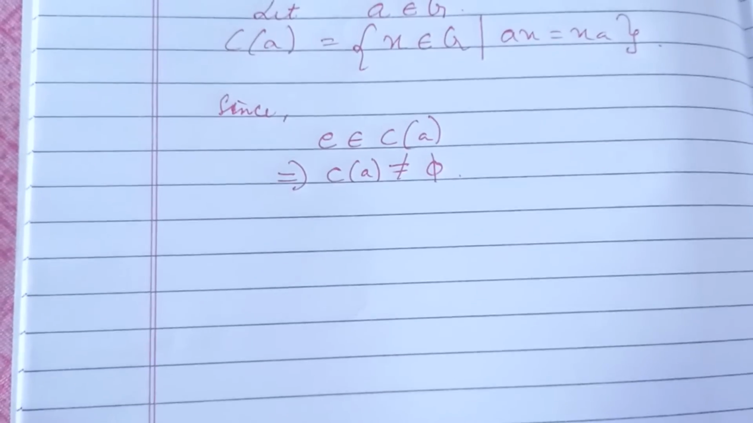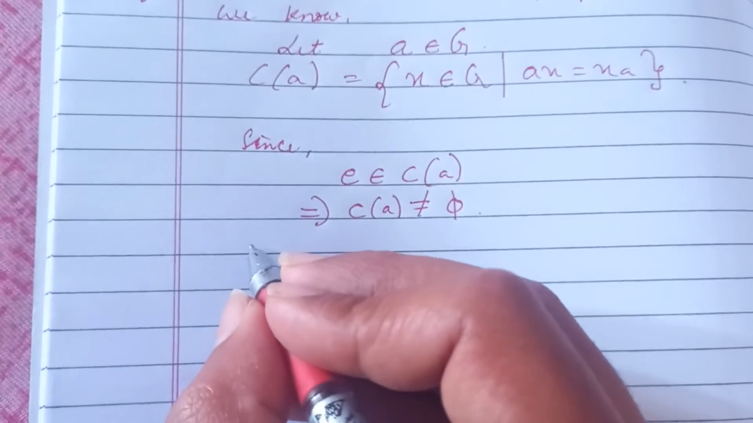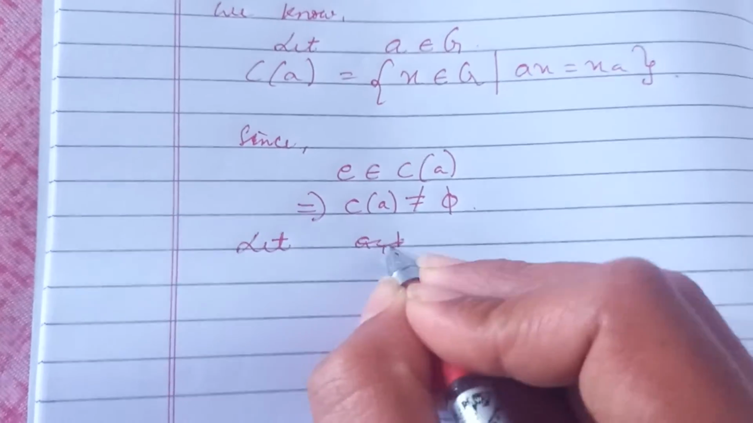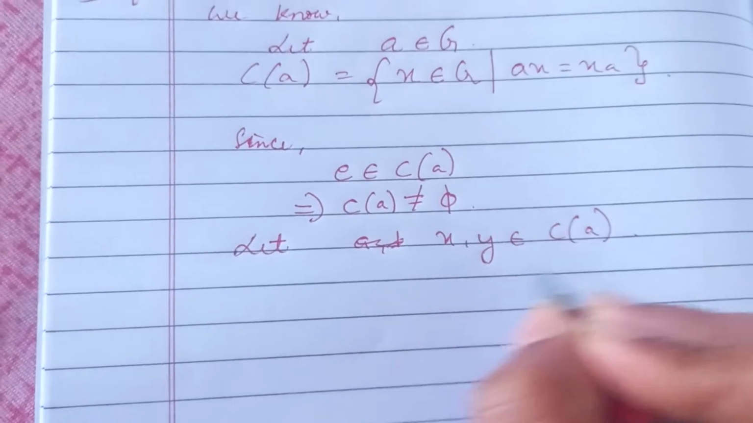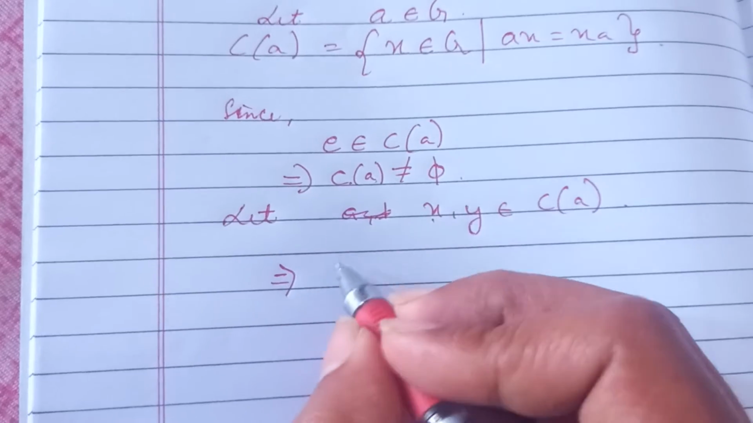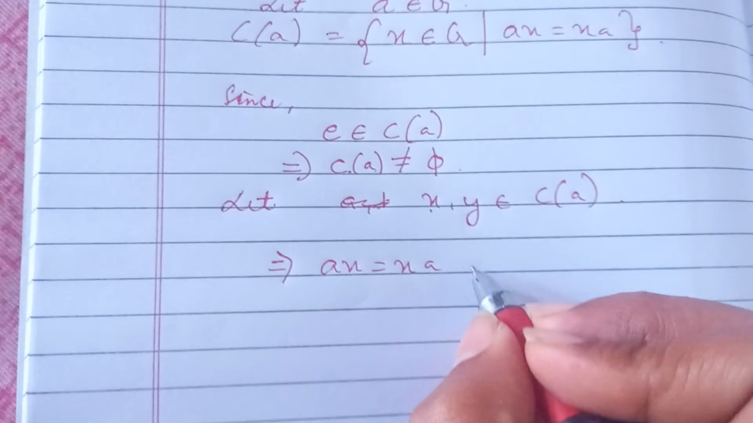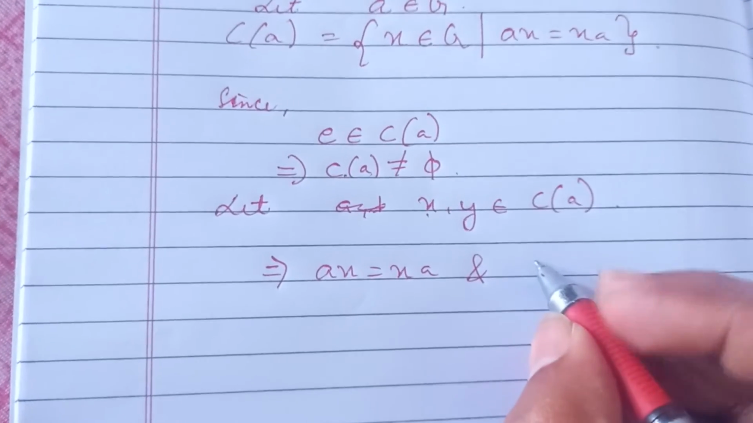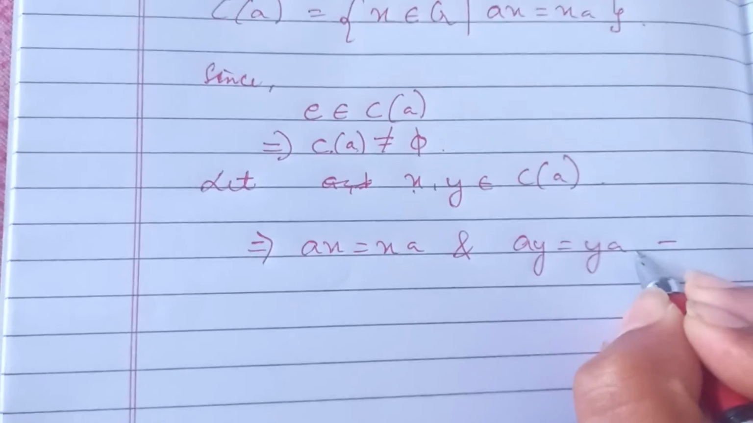Now we have to prove closure. So let's take two elements, X and Y, belonging to the centralizer of A. This implies that if X belongs to the centralizer of A, AX will be equal to XA, and similarly AY will be equal to YA. We'll take this as equation 1.